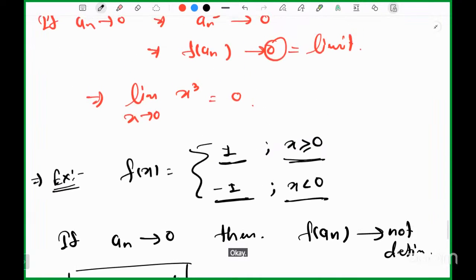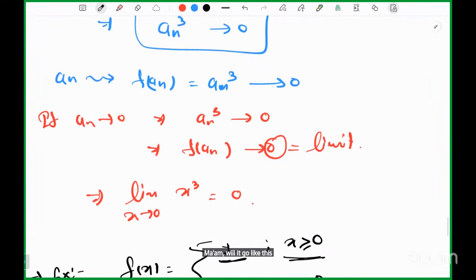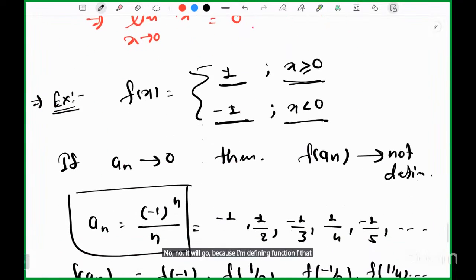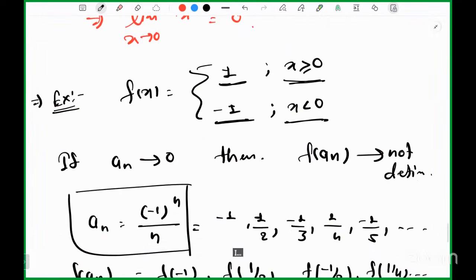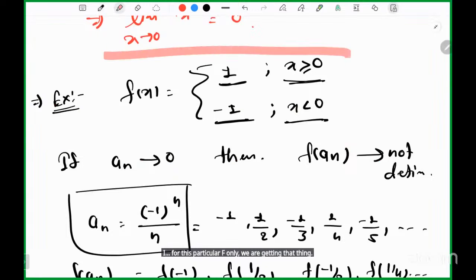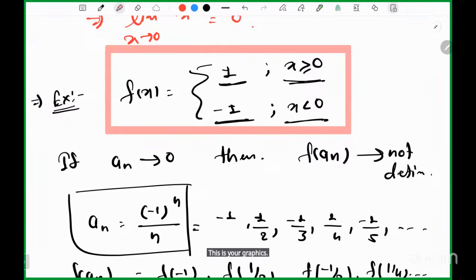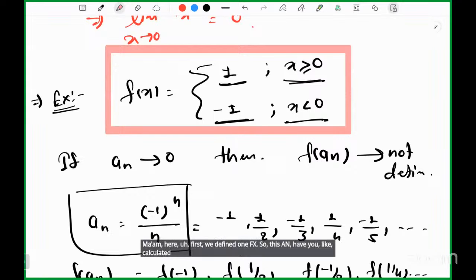Ma'am, will it go like this, -1, +1, -1, +1, or is it random? No, it will go like this because I'm defining function f that way. For this particular f only, we are getting that. Ma'am, here first we defined f of x. So this an, did you calculate it, or did you know what the an is, or is an given actually?